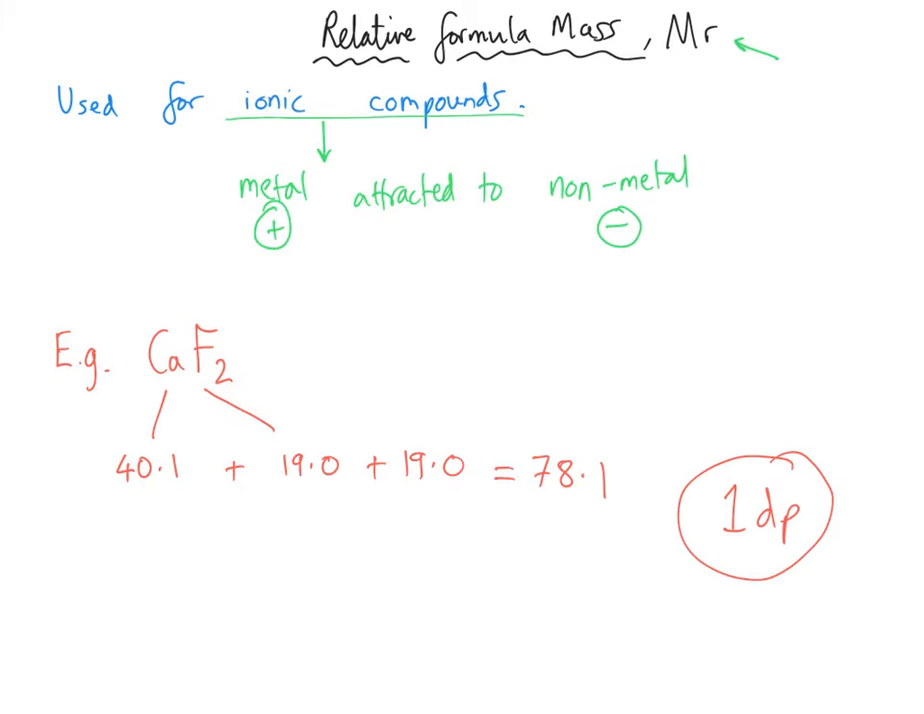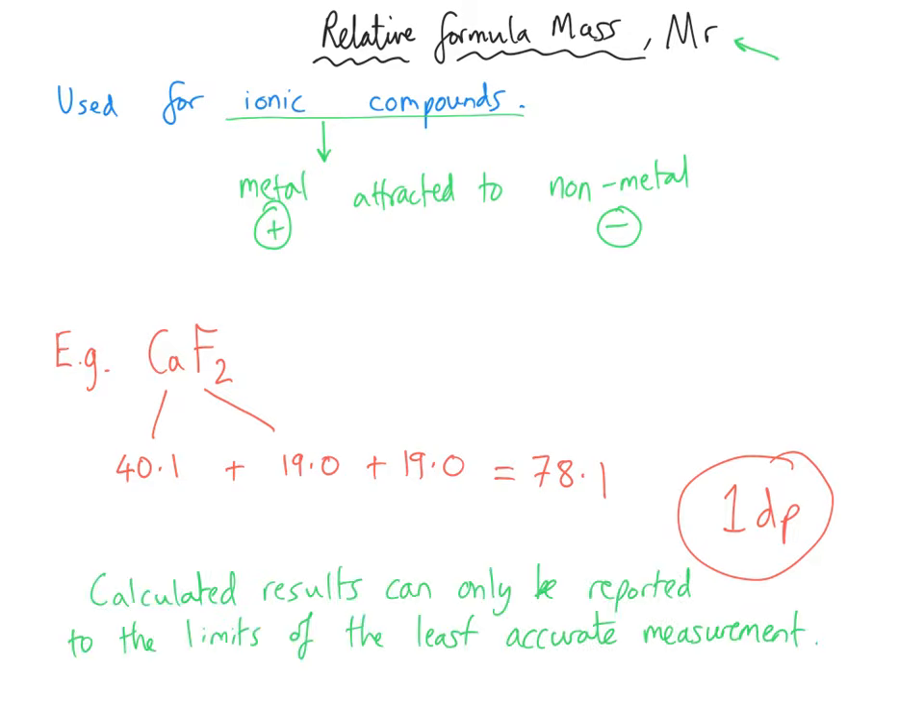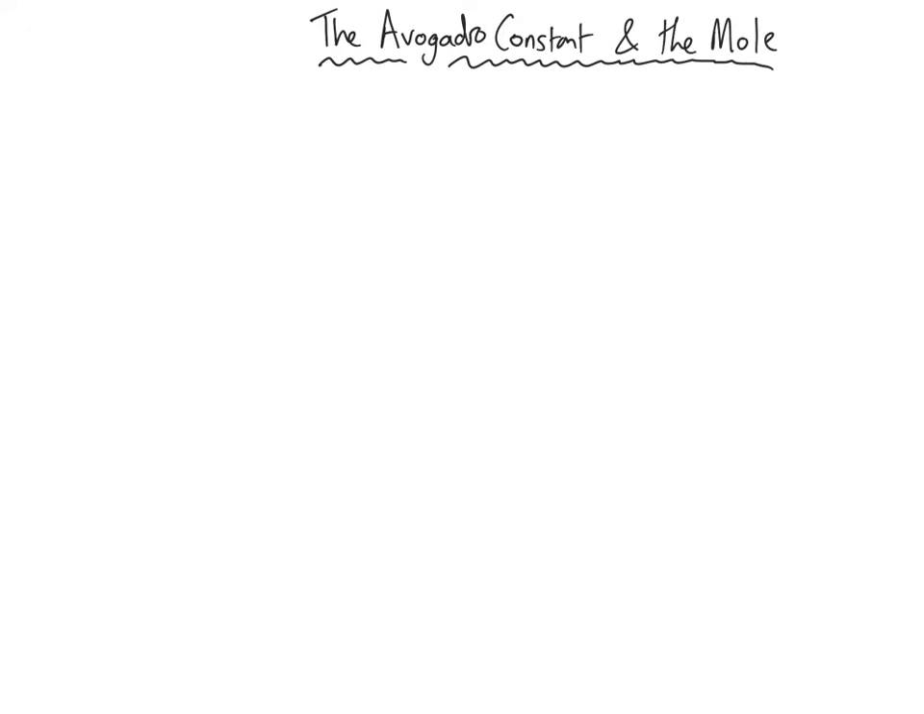And so you should always report your final answer to the same amount of precision that you're given in the question. In fact, it's really important that you realise that calculated results can only be reported to the limits of the least accurate measurement. So if 2 pieces of data you've been given are to 3 significant figures, but a third piece is only to 2 significant figures, your final answer should only be to 2 significant figures.